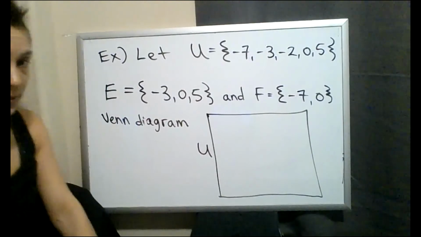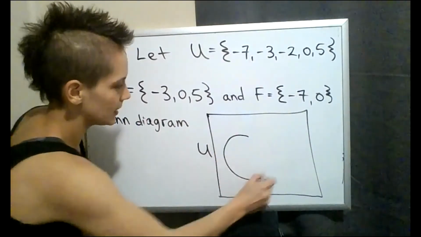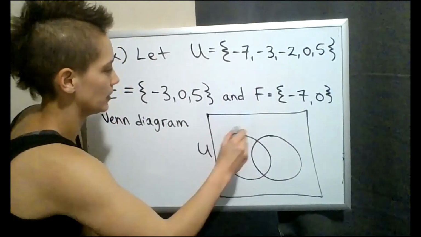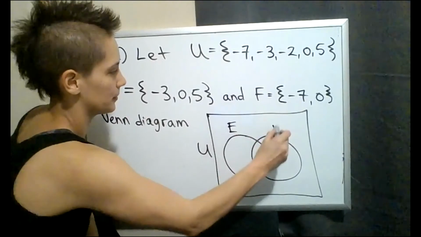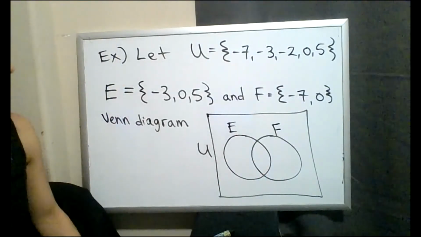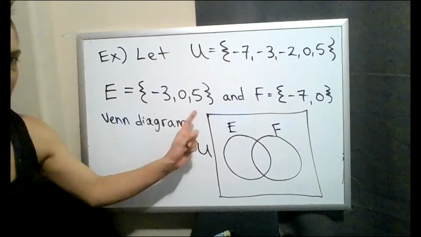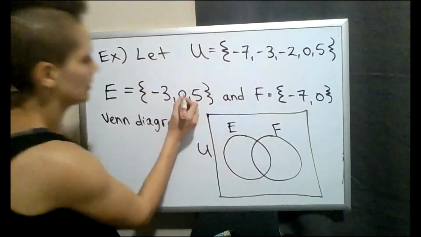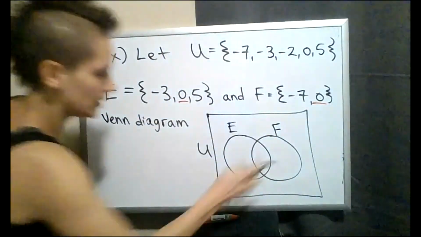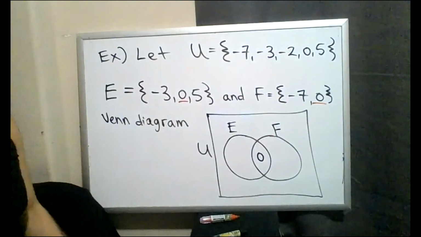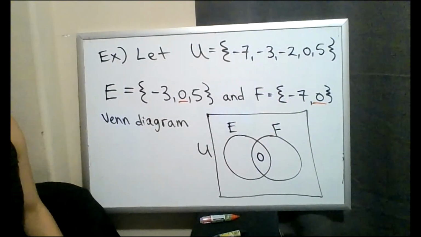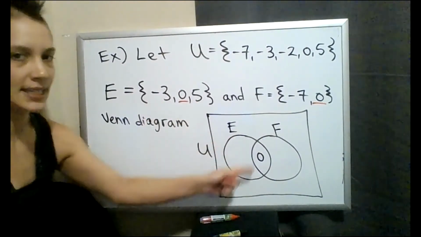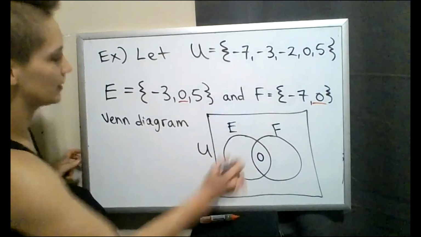Let's overlap your subsets just in case, which I see already they have a common element. Put that in the overlapping part. Gotta label as E. Okay, first thing I would do is find common elements, like 0 is in both sets. Let's put it here. And that's it. E needs negative 3 and 5 inside the set E, but outside of set F.